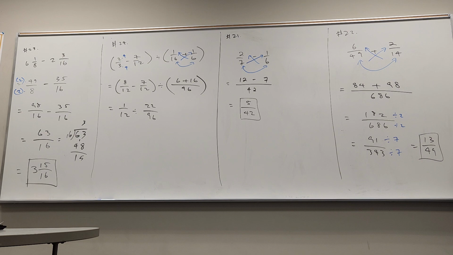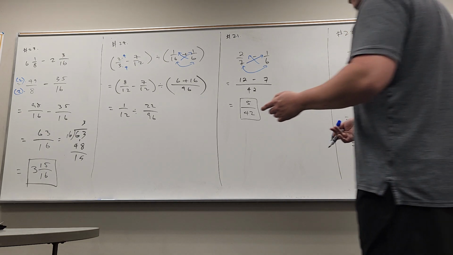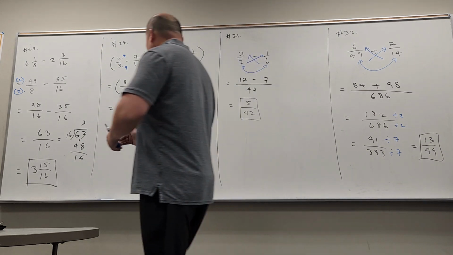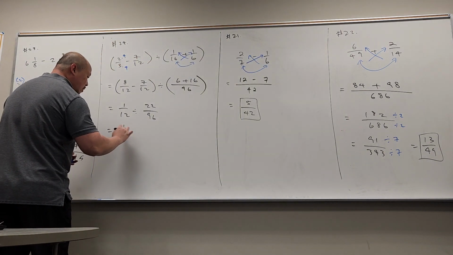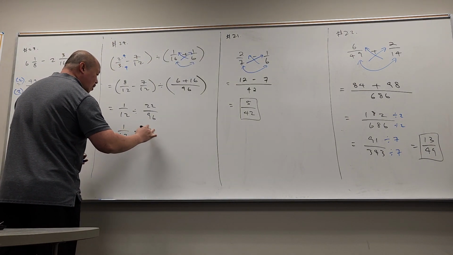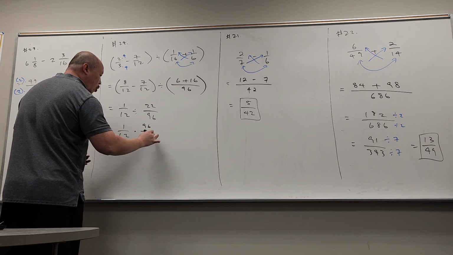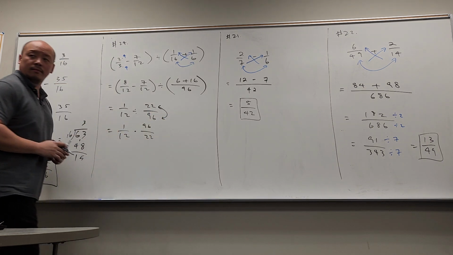So in one step, all those parentheses are gone. All we have left is just 2 fractions. And now it's a division. And remember, division is what? KFC, right? Keep, change, flip. Always flip the second guy.